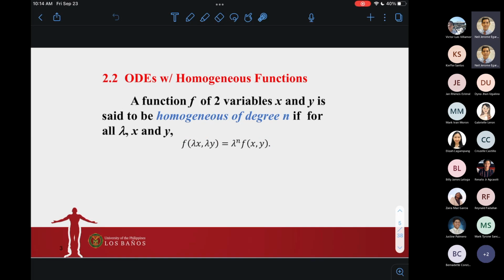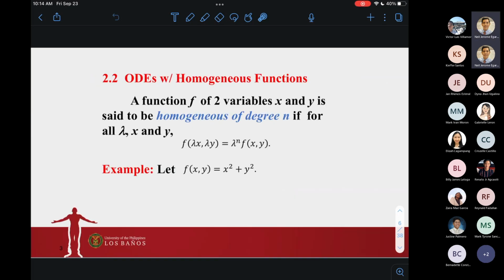Right? So si n dito ay isang specific value, and that's the degree of the homogeneity of your function. So homogeneous siya of a specific degree kapag this equation is true. But this equation should be true for any value of lambda, x, and y. Dapat totoo siya sa lahat ng lambda, x, at y for a specific degree n. Right? So let's see an example.